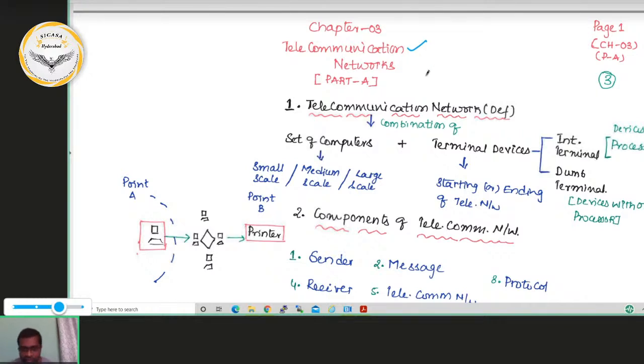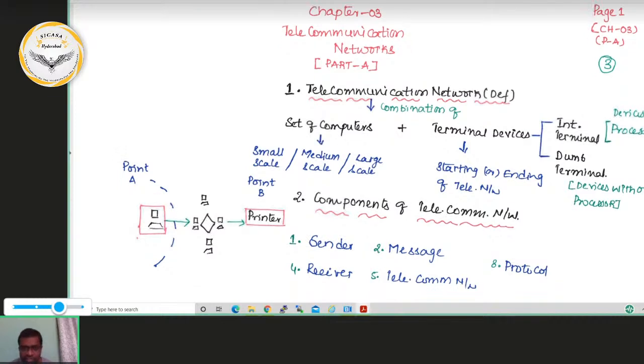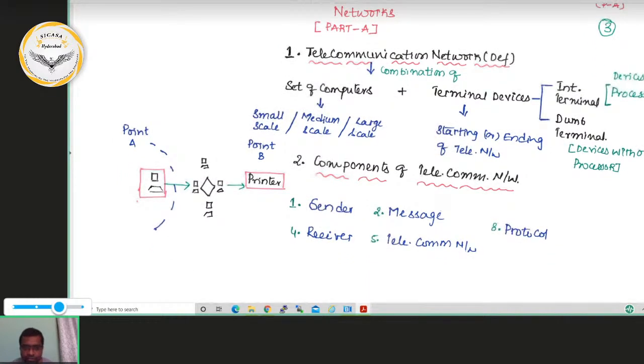Now let us see a small definition of a telecommunication network. So what do you mean by telecommunication network? A telecommunication network is nothing but it consists of a set of computers and terminal devices. So what exactly is a telecommunication network? It consists of a set of computers and terminal devices.